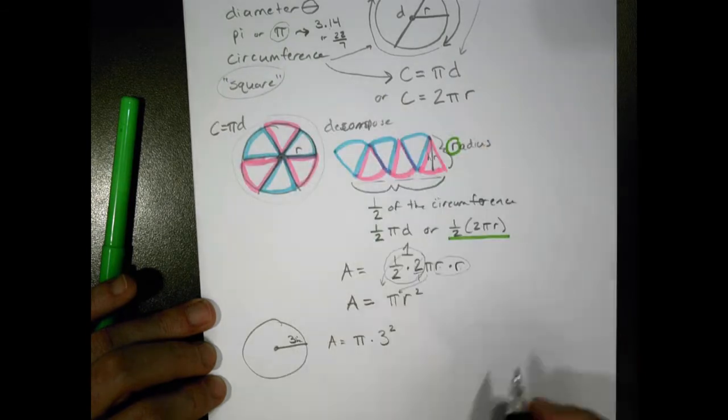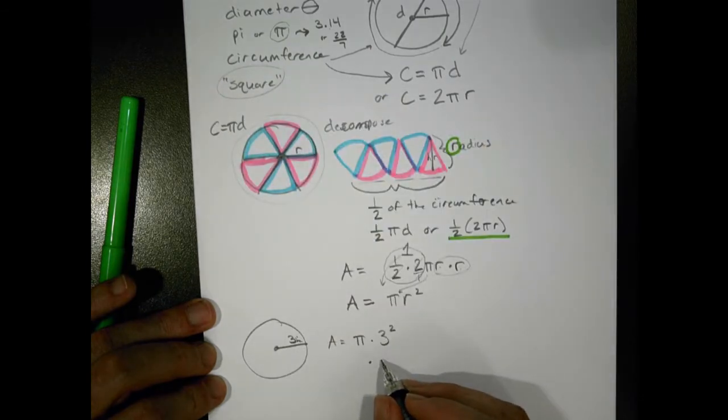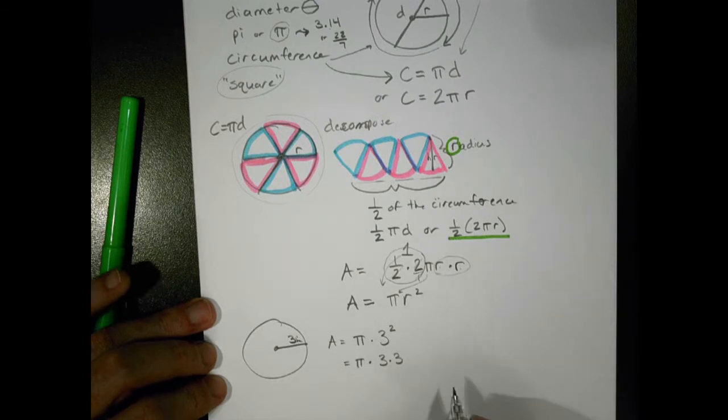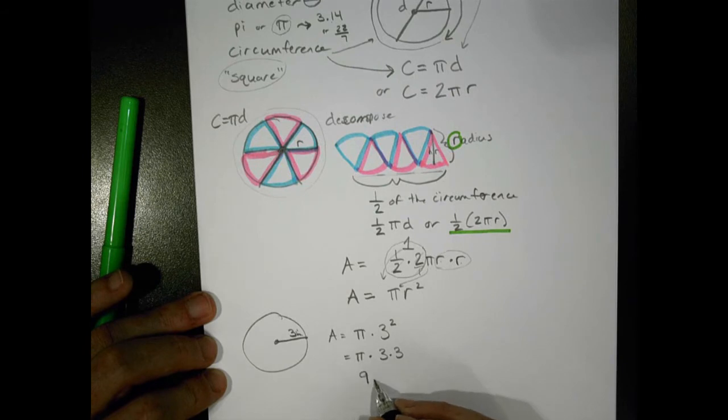Squaring means to do what? It means to multiply the number by itself. So this is 3 times 3, which is 9, and 9 times pi. We could leave it in terms of pi as 9 pi, and we would say inches squared.